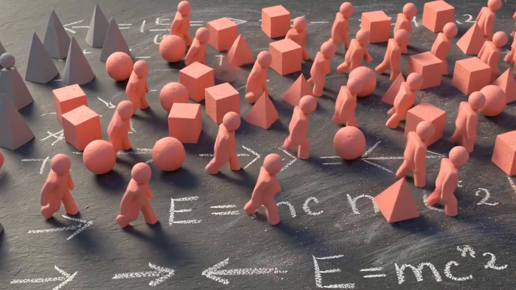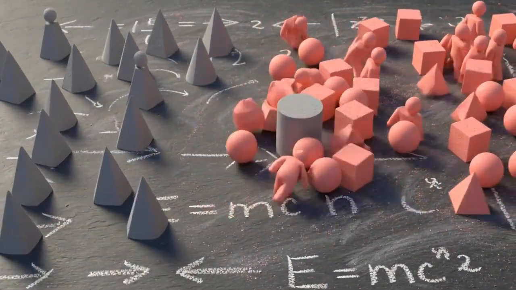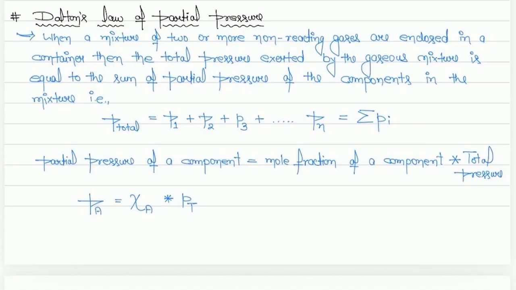Think of this as the percentage of the crowd. If 60% of the individual molecules inside a tank belong to gas A, then gas A holds a 60% mole fraction. It owns 60% of the pressure.